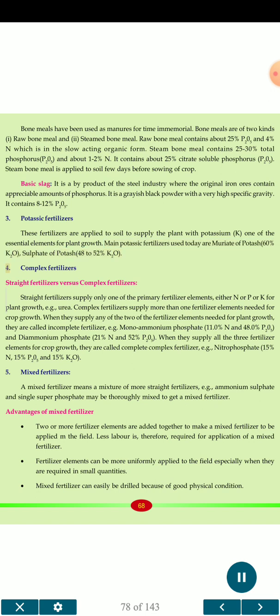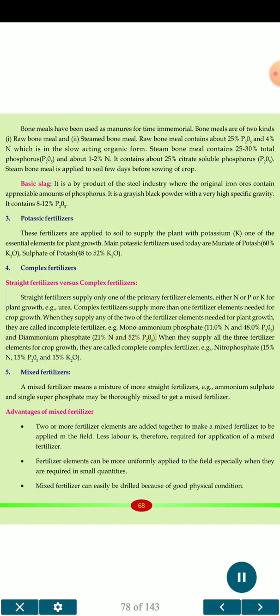4. Complex fertilizer. Straight fertilizer versus complex fertilizer. Straight fertilizer supplies only one of the primary fertilizer elements, either N or P or K, for plant growth, e.g., urea. Complex fertilizer supplies more than one fertilizer element needed for crop growth. When they supply any two of the fertilizer elements needed for plant growth, they are called incomplete fertilizer, e.g., monoammonium phosphate, 11% N and 48% P2O5, and diammonium phosphate, 21% N and 52% P2O5.